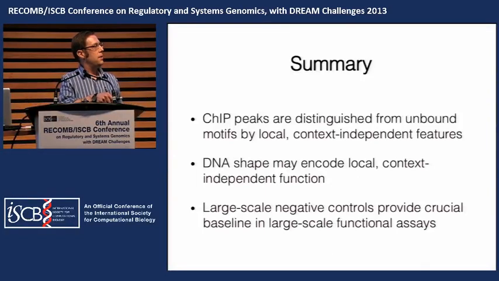All right, so I'm going to sum up three main points I want you to take away. ChIP peaks are distinguished from unbound motif occurrences by local context-independent features. I took short 84 base pair sequences, removed them from their genomic context, tested them in a plasmid assay, and the functional differences that you observe in the genome were still largely preserved. I've suggested that DNA shape may encode some of this local context-independent function.